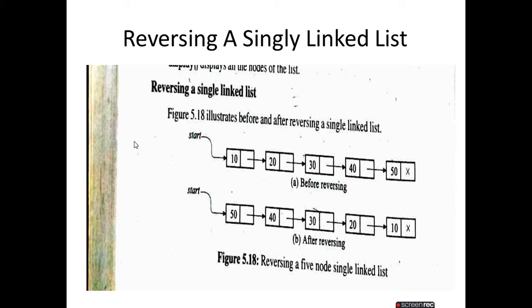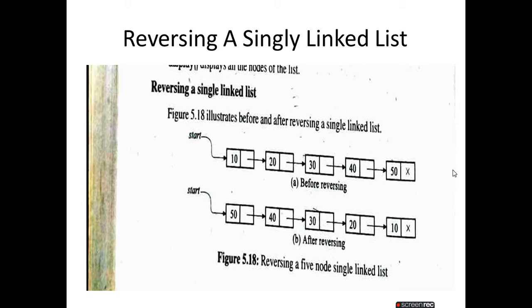Now after reversing, if I tell you to reverse the list, what is the result after reversing? So obviously this becomes 50, 40, 30, 20. That means this node becomes the first node, this node becomes the second node, meaning reverse.